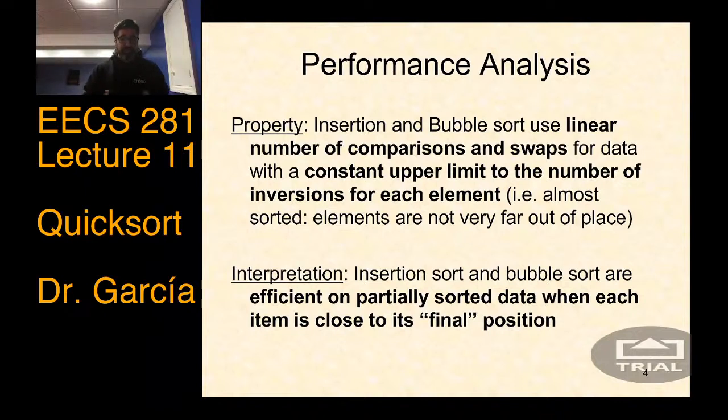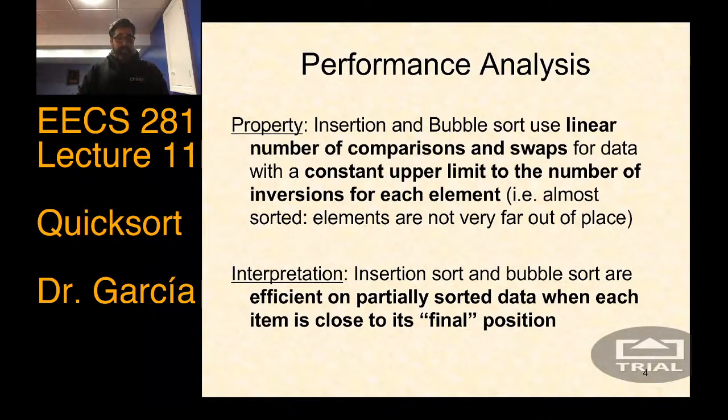Insertion sort and bubble sort are efficient on partially sorted data when each item is close to its final position, right? Because that's how we're basically defining almost-sortedness, by our previous definition of inversion. So that's a summary of what we saw last time when we were looking at these algorithms in detail and the code, and we did some micro optimizations.